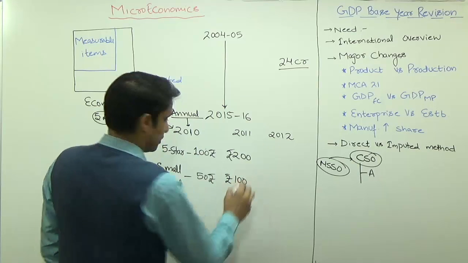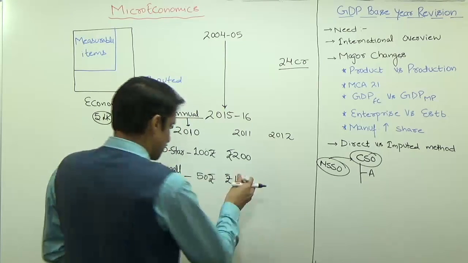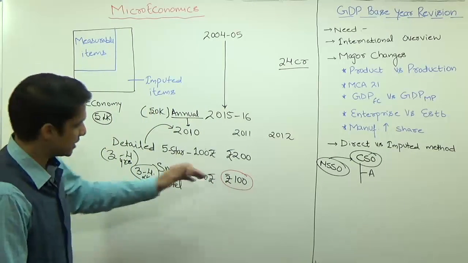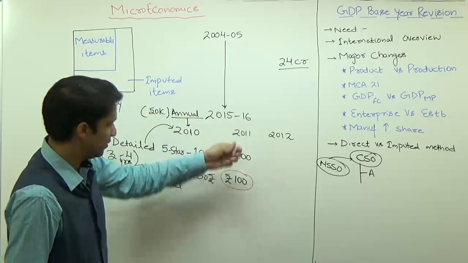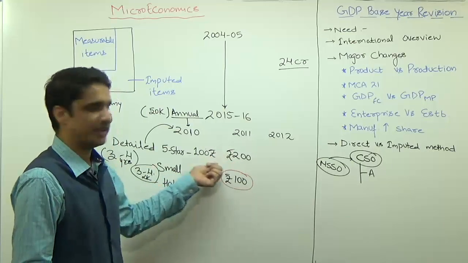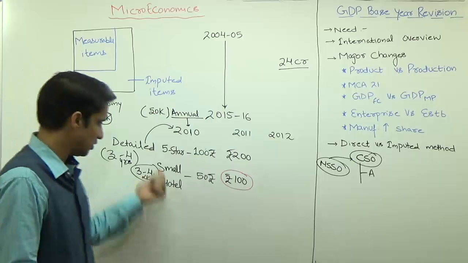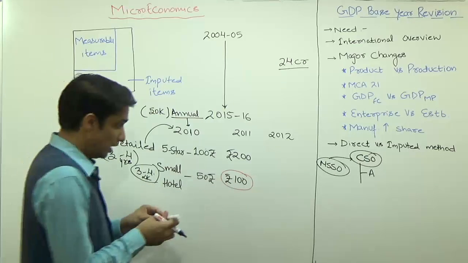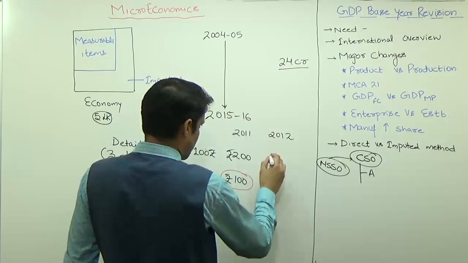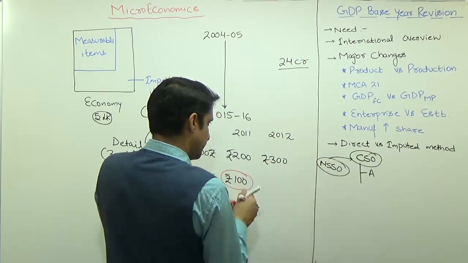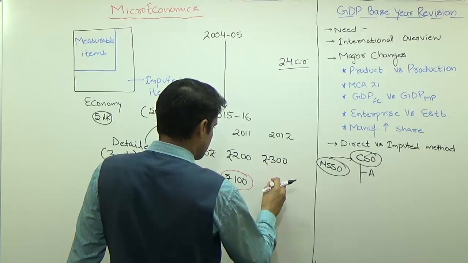So it is 100. But mind it, this is not the exact value. This is not from some survey. This value has just been imputed or derived from the actual value. Because for the 5-star hotel we have the data, we have the information, but for small hotels we don't have the information. In 2012, if it becomes 300, CSO will assume that the sale becomes 150.